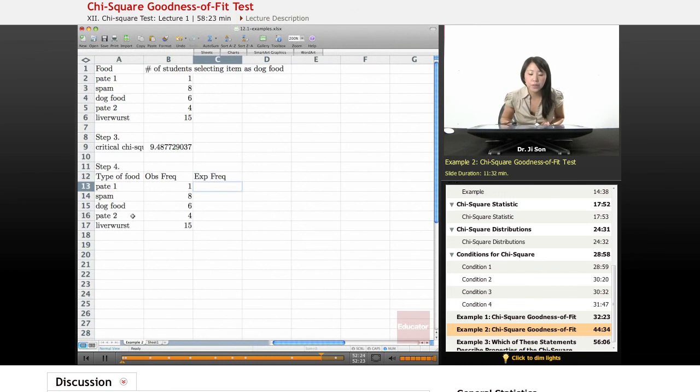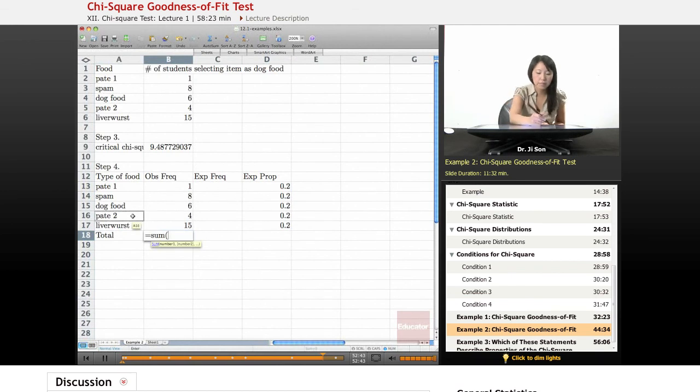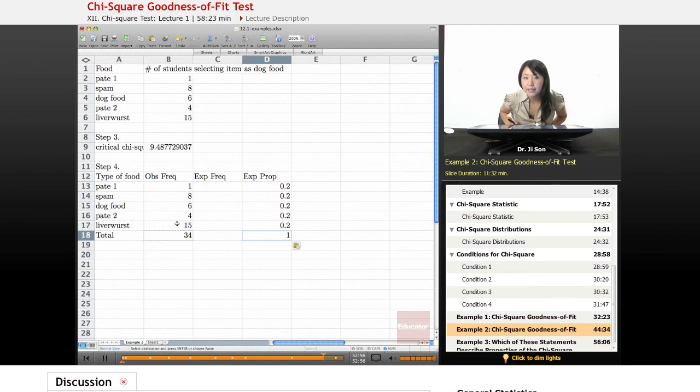Well, in order to find expected frequencies, we know that the expected proportions are going to be 0.2 all the way down, 20%, 20%, 20%, 20%. And here, I'm just going to total these up. Sum, total, same thing. And I see that 34 students were asked this question. Our expected frequencies should add up to about 34. Our expected proportions add up to 1. And that's why we can't just directly compare these two things yet. They're not in the same sort of currency yet. You have to change this currency into frequencies. So how do we do that?